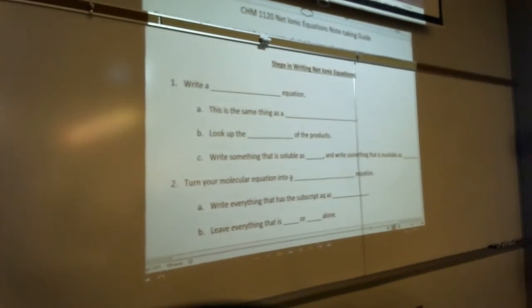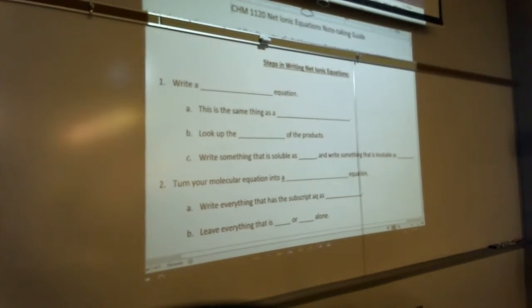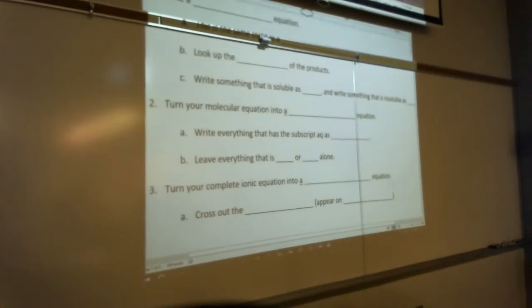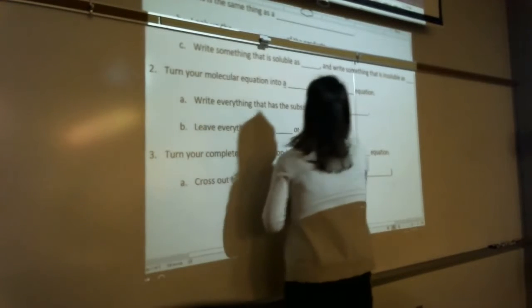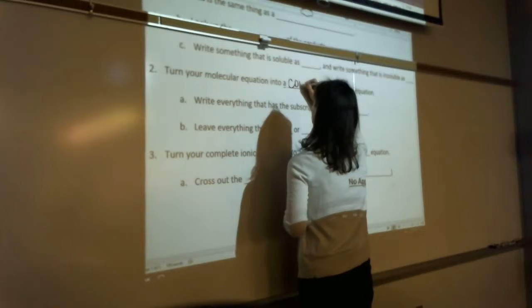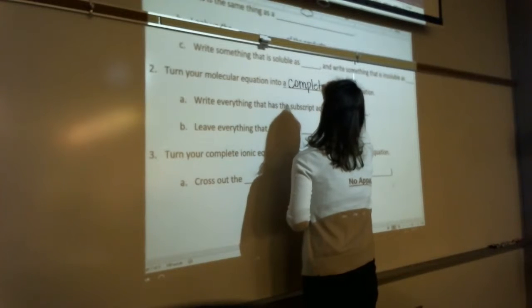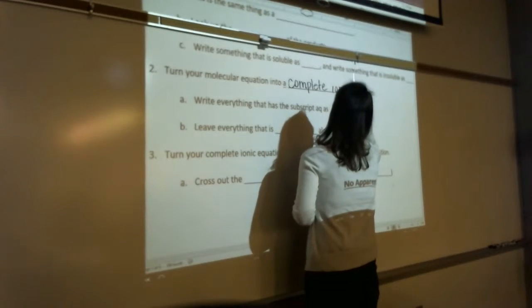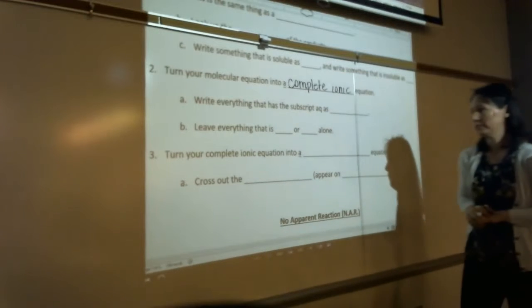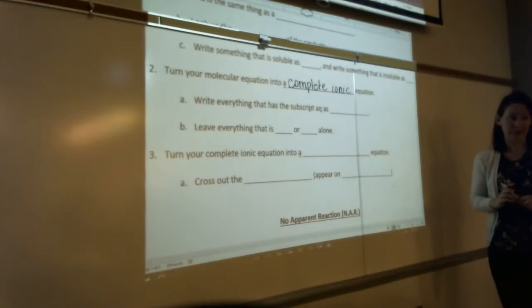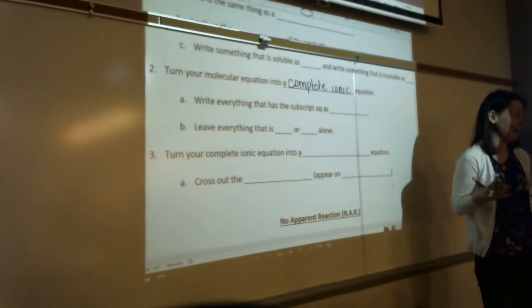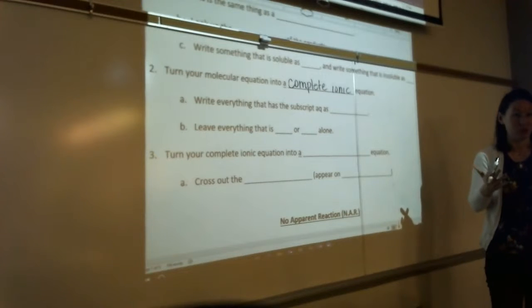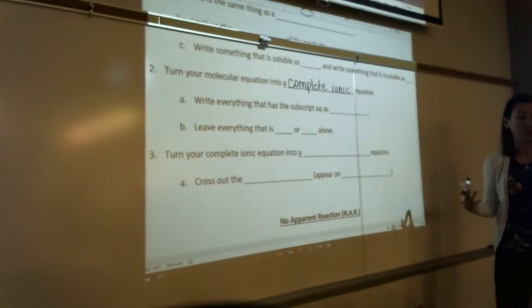You're going to take your answer from step one, and you're going to turn your molecular equation into a complete ionic equation. So this is a little bit of writing. I'm going to warn you. It does involve a little bit of writing, but it's not hard. There's no math. That's the nice part. There's no stoichiometry to worry about. This is just a whole lot of writing.